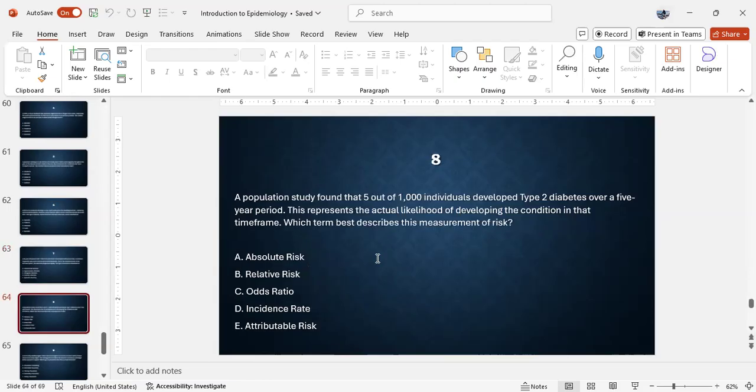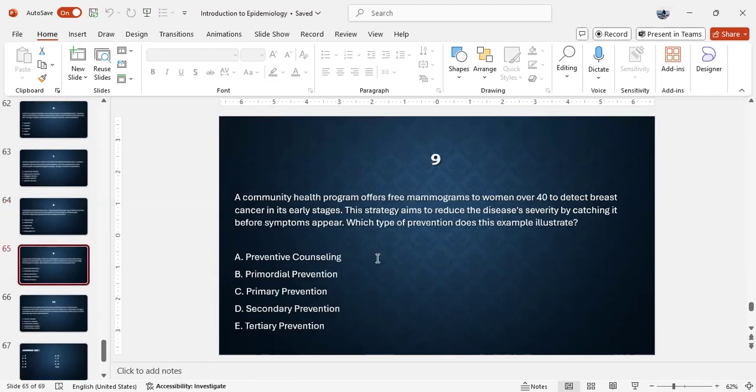A population study found that 5 out of 1,000 individuals develop type 2 diabetes over a 5-year period. This represents the actual likelihood of developing the condition in that time frame. Which term best describes this measurement of risk? A. Absolute risk. B. Relative risk. C. Odds ratio. D. Incidence rate. E. Attributable risk. The correct answer is alpha.